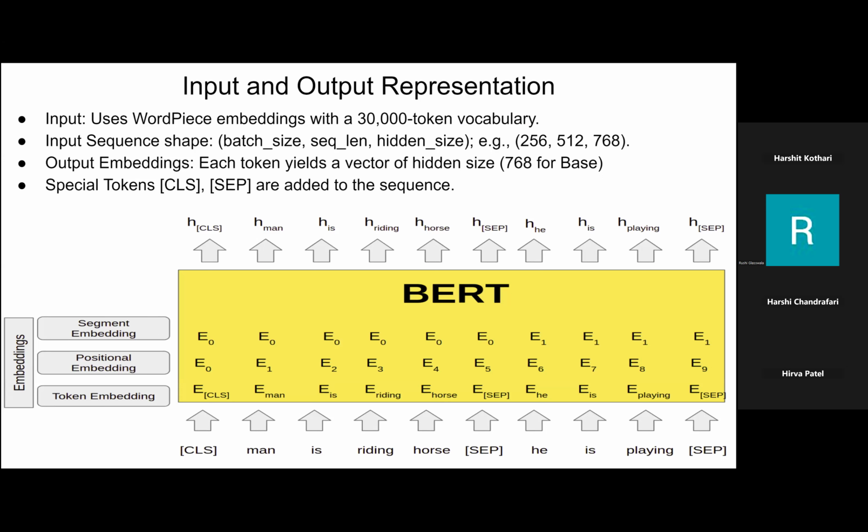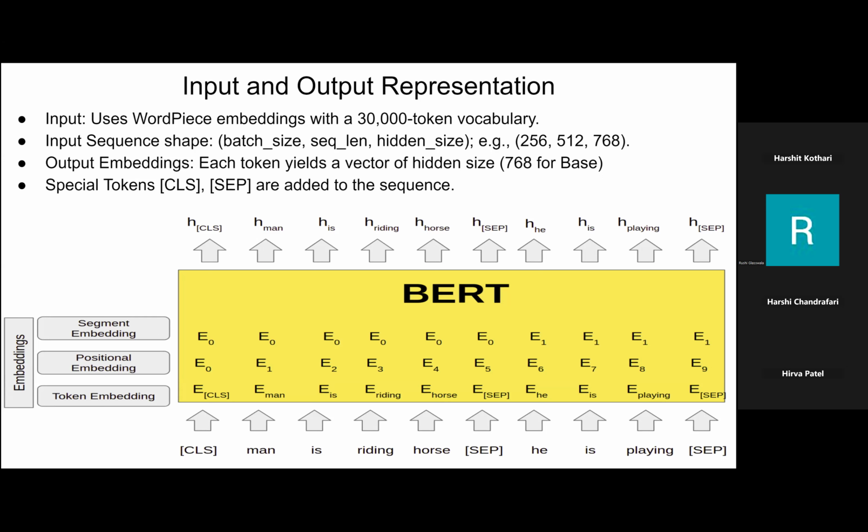Talking about input, the input to the model is a sequence of tokens where the length of the sequence is 512 in our case. The input sequence also consists of special tokens like CLS and SEP. CLS is added to the start of the input sequence and SEP is added to separate different segments.